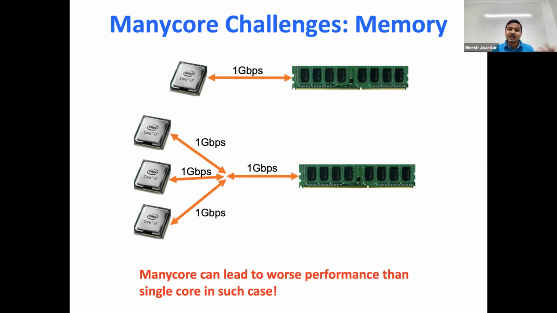Now you will see no gain in performance. Your performance will remain as it is, or it could get even worse. So you increase the number of cores in order to get better performance, but you may end up with even worse performance. So the memory bottleneck, or memory bandwidth bottleneck, is a big problem that is being looked into.